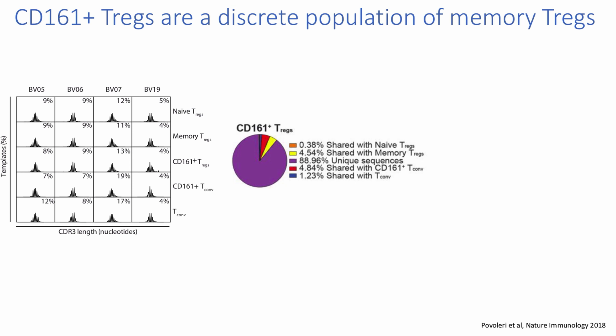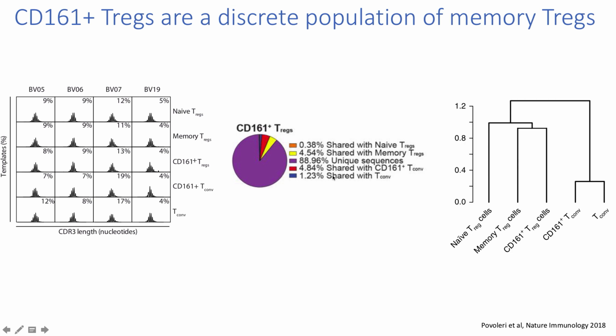And when we look at the different sequences, almost 89% of the TCR sequences are unique and are not shared with other populations. And indeed, when we calculated the Morisita similarity index, which compares the similarity of the different TCR repertoires, very nicely you can see that, based on the TCR repertoire, CD161 positive Tregs associate quite closely with the repertoire of memory Tregs, but are separated from conventional T cells, suggesting further that there is no contamination of an effector population expressing CD161, but this is a clear and distinct population of human Tregs.